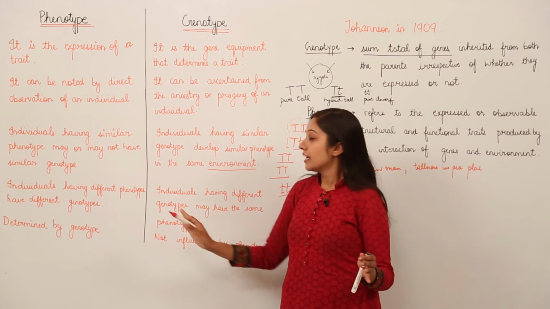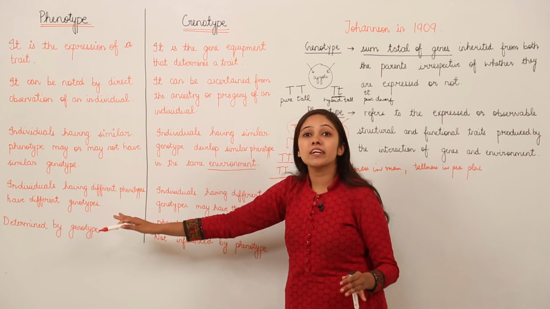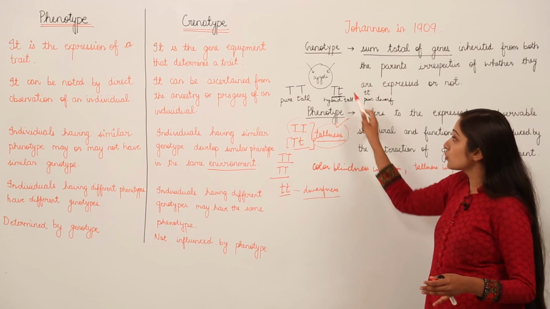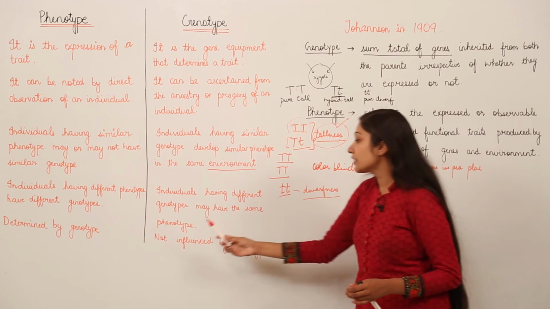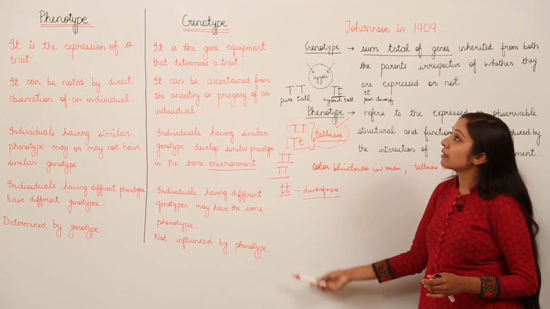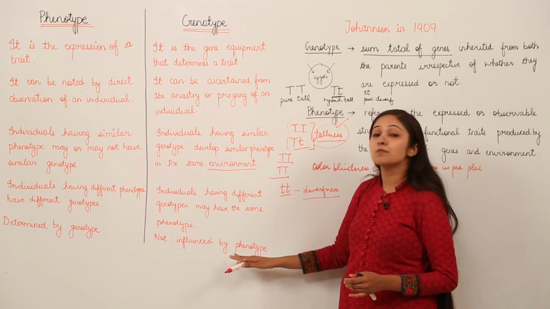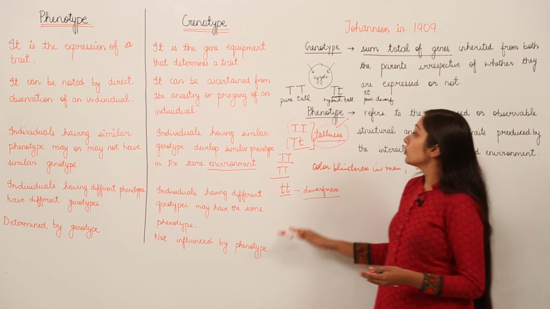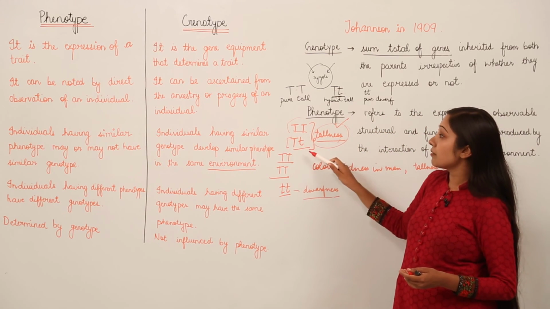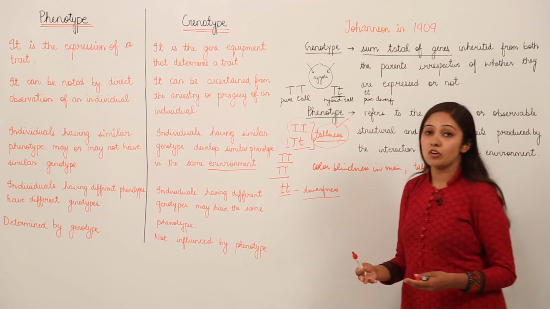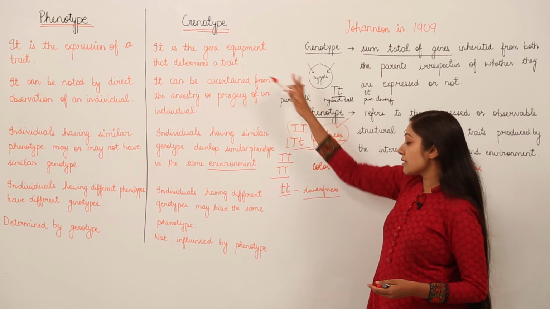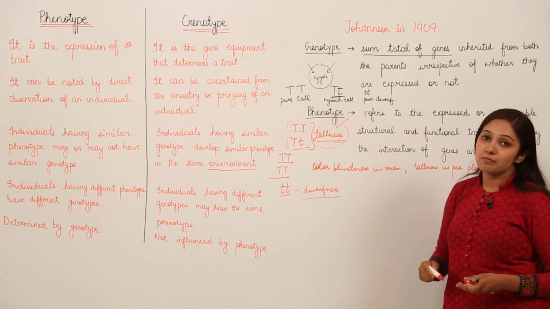Next, the last point: the phenotypic character is determined by genotype, by genes, and genotype is not influenced by phenotype, okay? So this genotype is going to determine what the phenotype of the offspring will be, but genotype is not influenced by the phenotype of the organism.